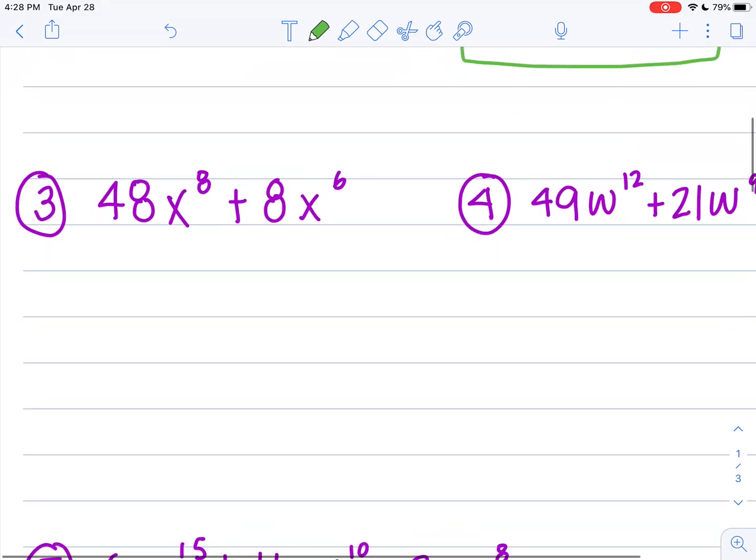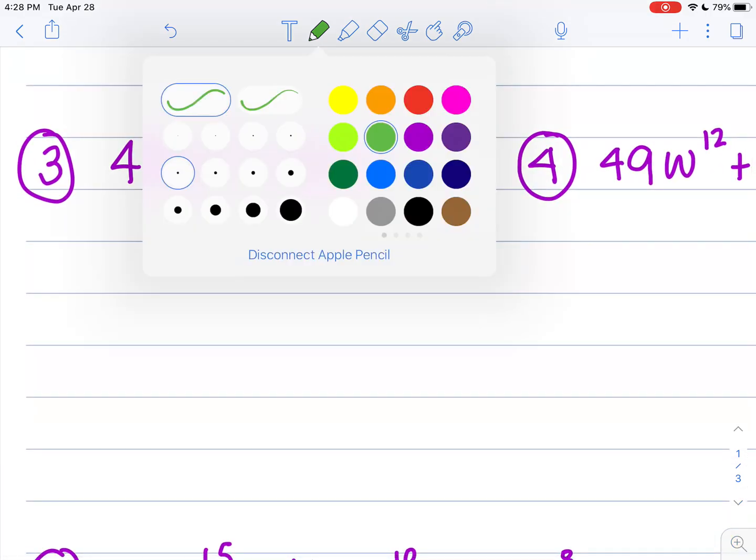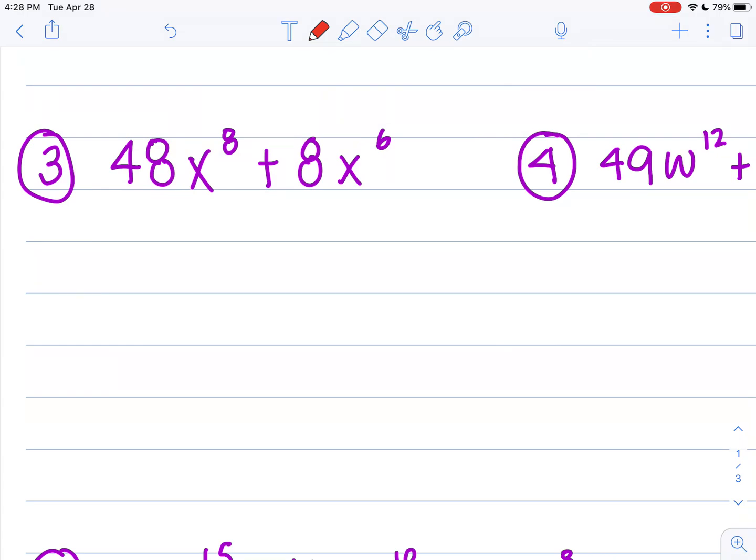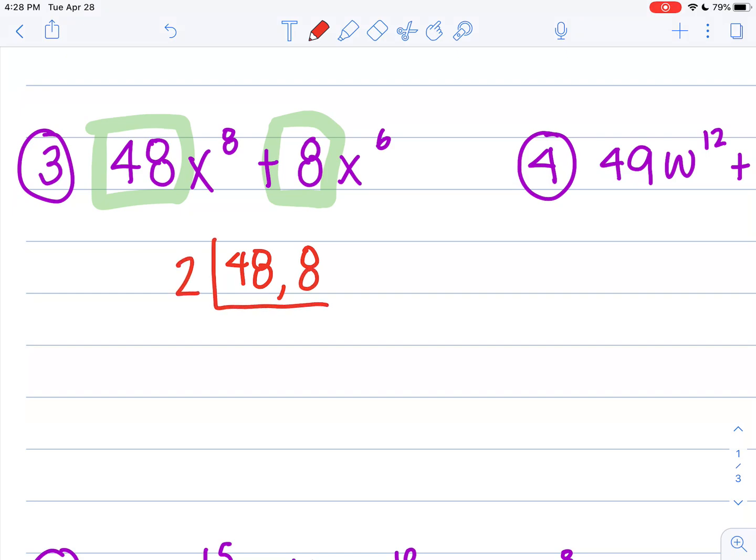Okay, number 3. So like I said, these are very similar to the ones in the assignment that I gave you. Okay, 48 and 8. So we're going to take a look at the numbers first. So I'm going to write 48, comma 8. If you know what number goes into these, awesome. If not, I'm going to start with 2. So 24 and 4. And then I notice, oh, actually 4 can go into both of those numbers. So 6 and 1.